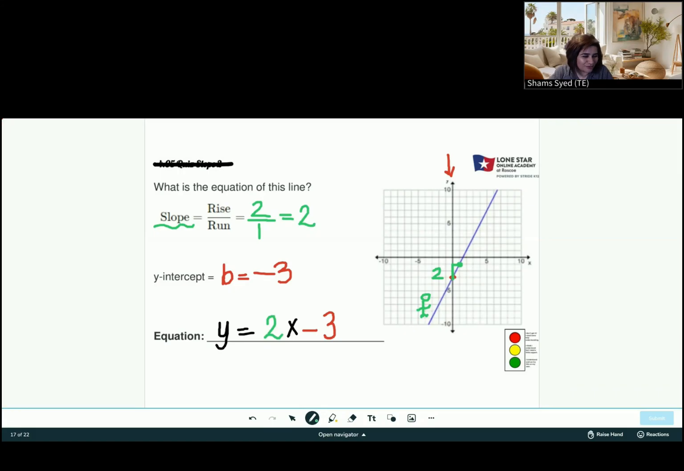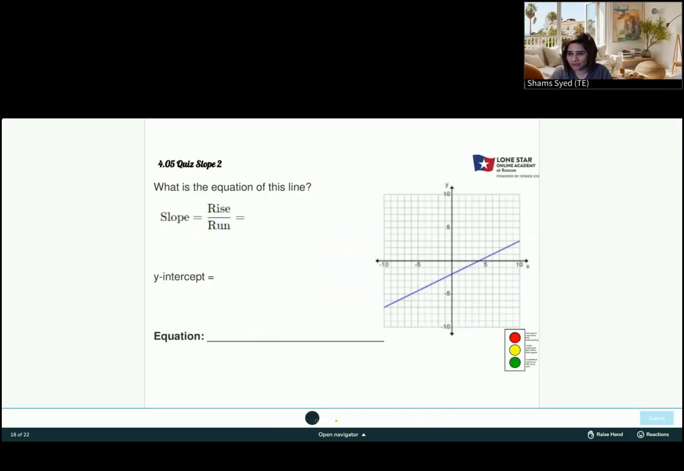Stephen, 2 over 1, we will say 2, right? 2 over 1 is 2. Kayla, 2 over 1 is going to be 2. Let's look at the final question for question 4.